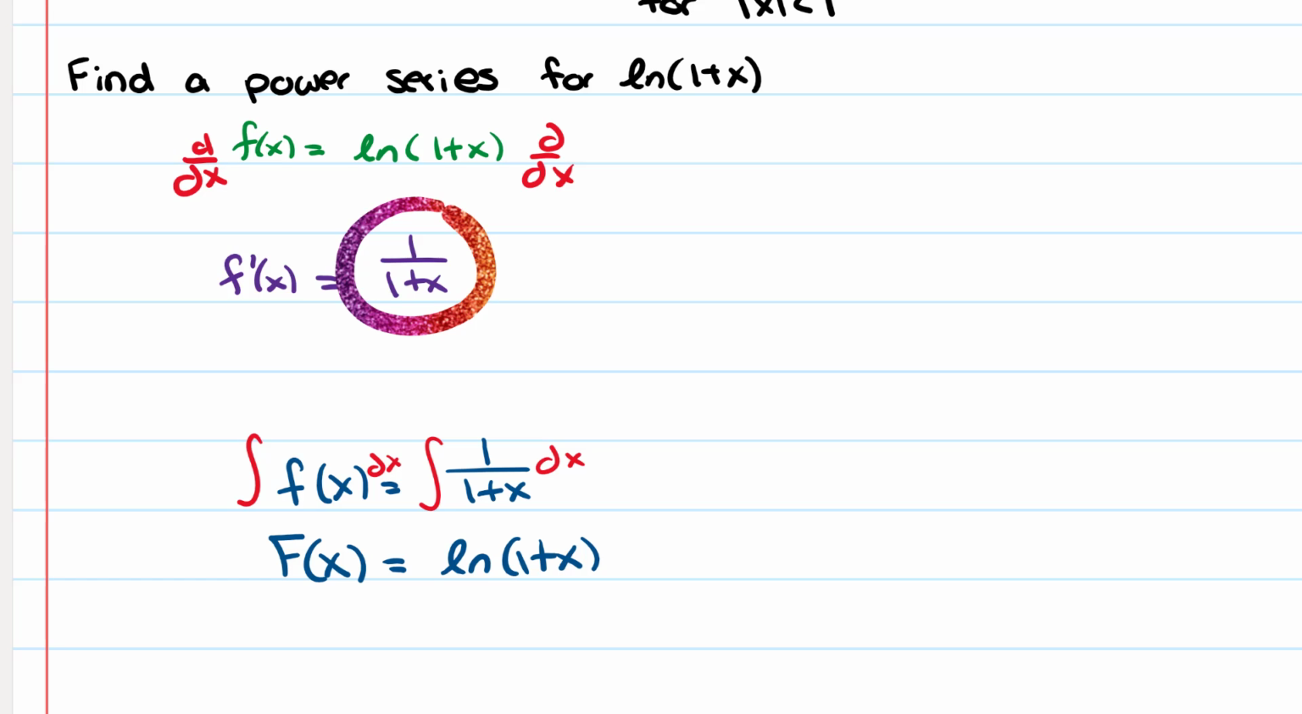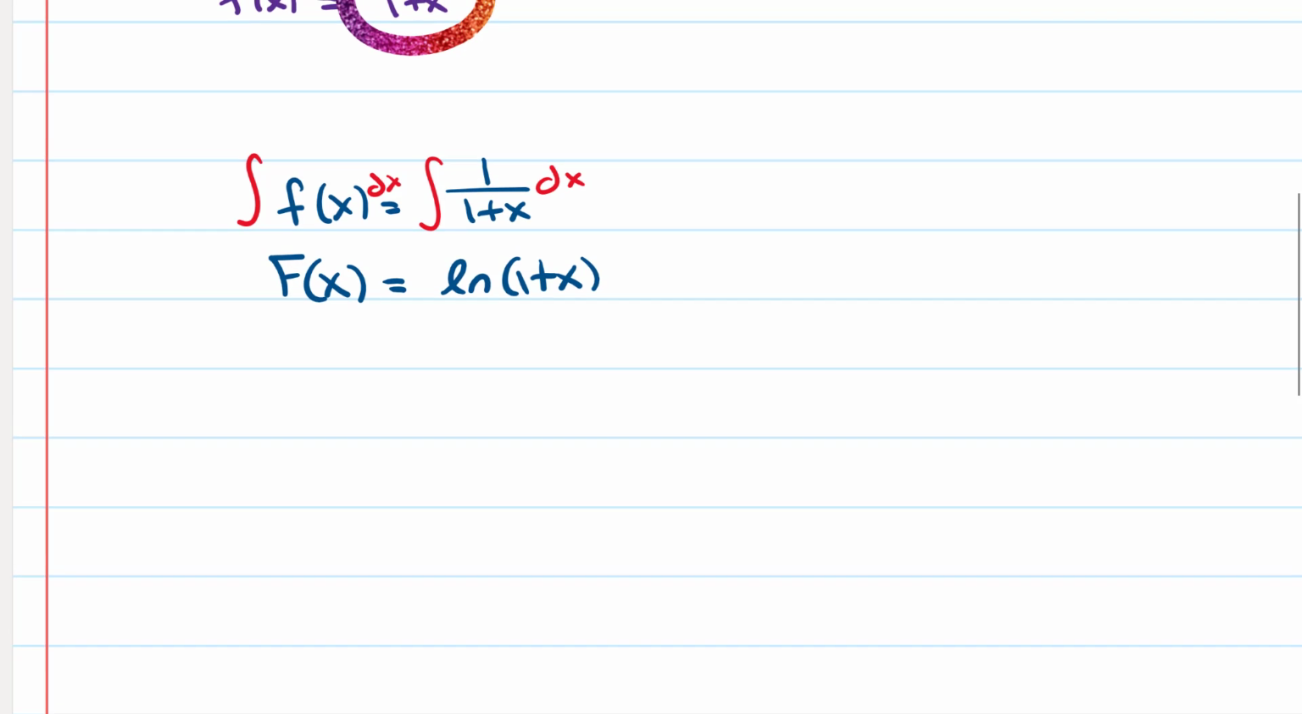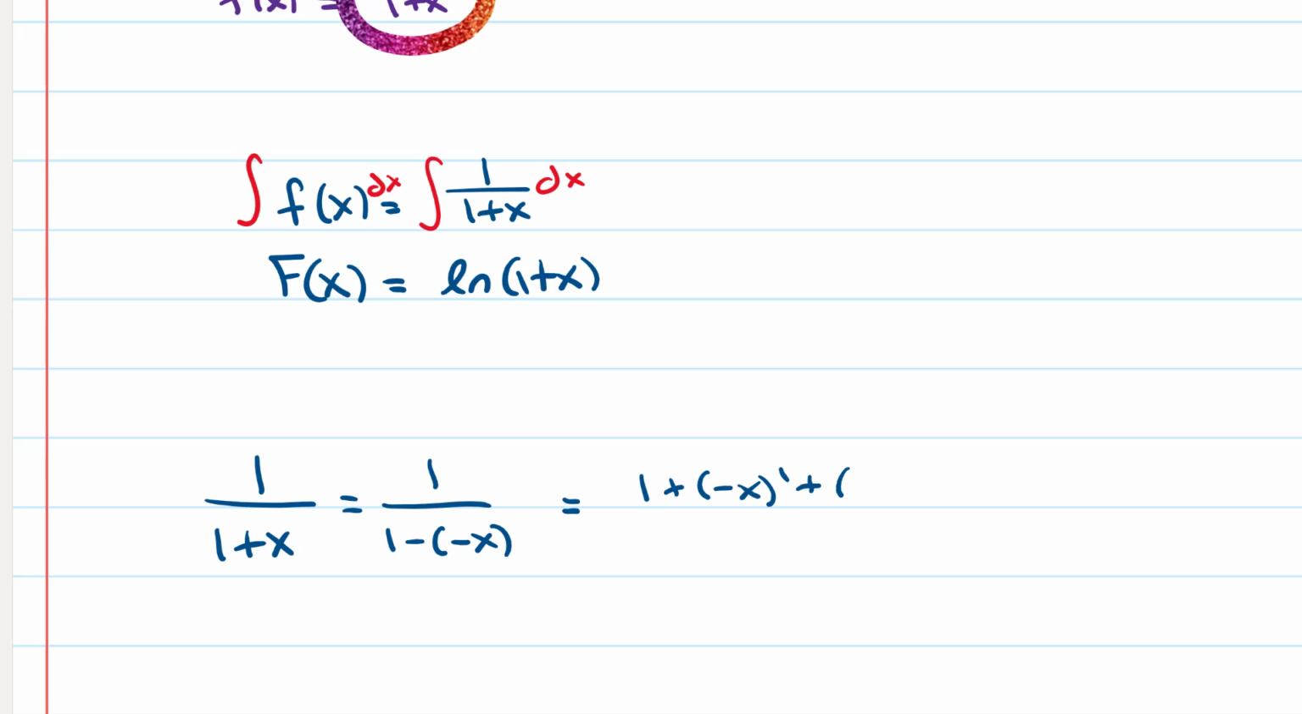Okay, so when we look at this, we're going to go, okay, let's start with what we know and work to get what we want. So let's start with the fact that 1 over 1 plus x is equal to 1 over 1 minus negative x, because you want it in the form of 1 over 1 minus r. And then the inside is your r, which is going to be 1 plus negative x plus negative x squared plus negative x cubed plus dot dot dot plus negative x to the n.